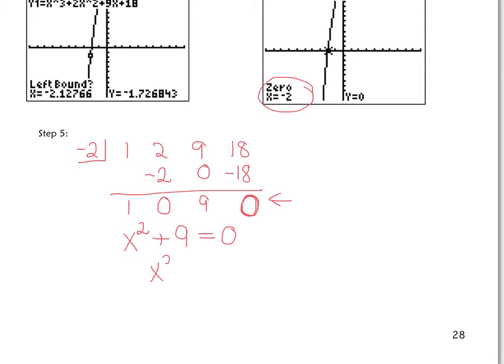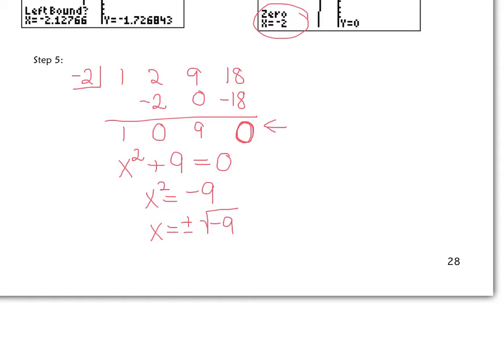It's going to be x squared equals -9, giving us, when we square root both sides, x equals plus or minus the square root of -9. We cannot leave a negative underneath a radical, so we simplify that. It's x equals plus or minus 3i, and then that -2 that we got from our calculator. And those are the three zeros.